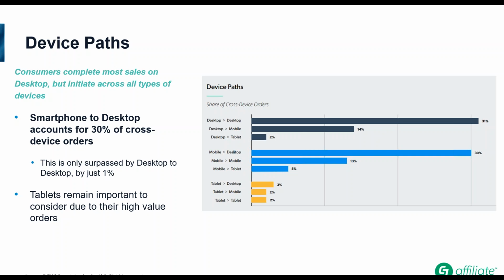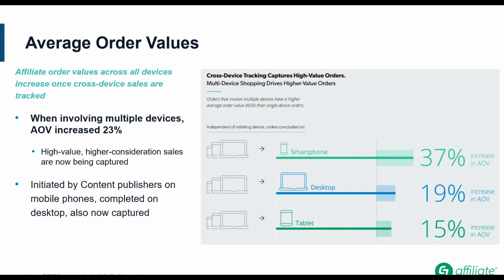But as it stands today, some of the network's highest value sales are occurring on tablets. And this is especially true in the home and garden category, which has some of the highest rates of sales on tablets and higher cross-device AOVs overall. Very interesting. Yeah, I think AOV adds something important to the story. So let's talk more about that.